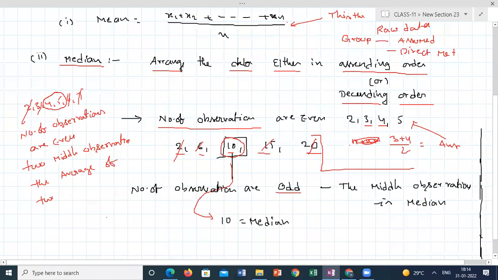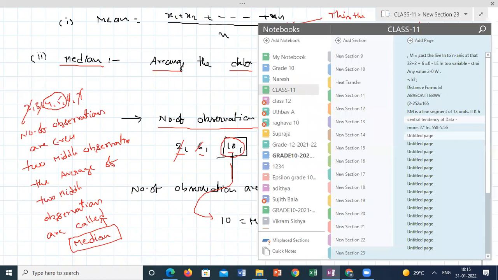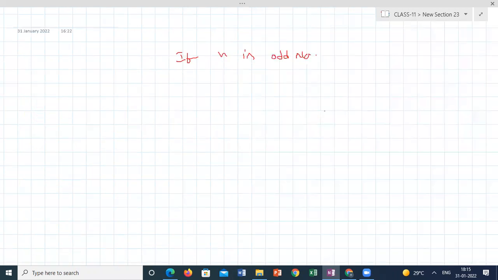It is very simple. If n is an odd number, the (n plus 1) by 2th observation is the median. Suppose there are 7 observations, so the fourth one, 7 plus 1 by 2. First, second, third, fourth, fifth, sixth, seventh. So the fourth one is the middle one.